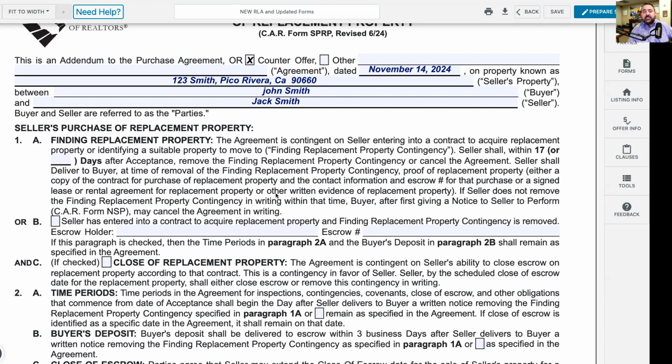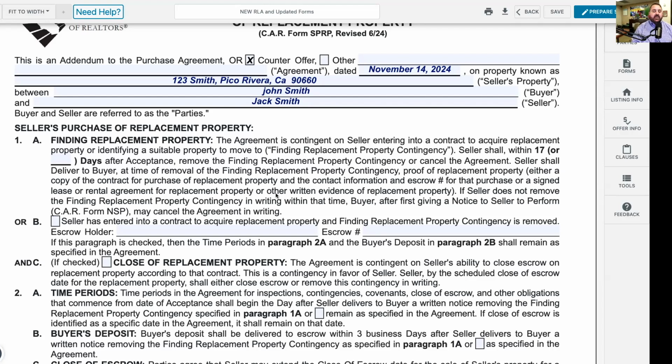Just like the contingencies from the seller to the buyer, now the seller has the right to say, hey, I'm giving you notice to perform to remove this within those time periods. And if you don't, then they can cancel, right? So if I get to day 17 and you haven't removed it, I can send you a notice to perform. If we give you an extension, or you have 30 and at day 30 you haven't removed the contingency, I can send you a notice to perform and I can walk.